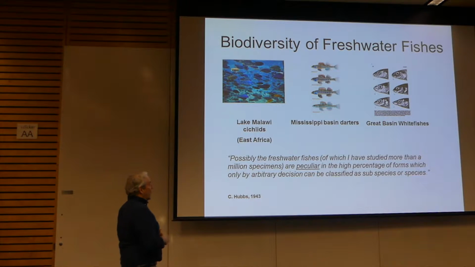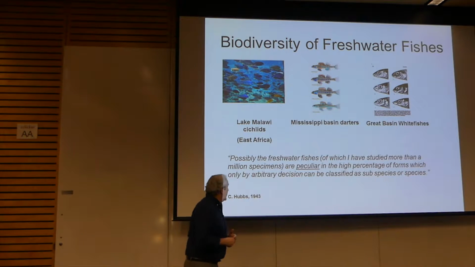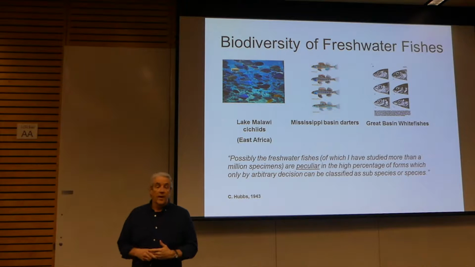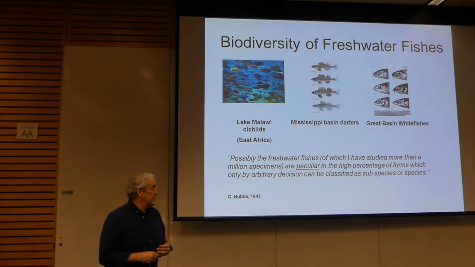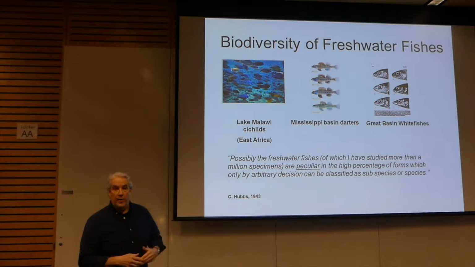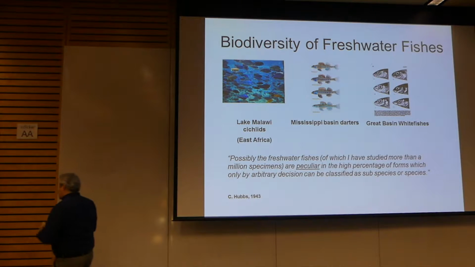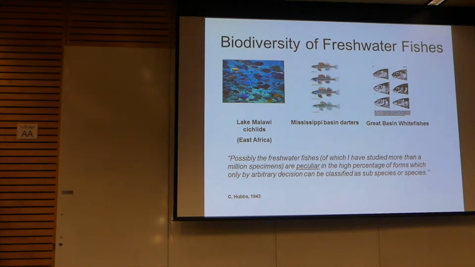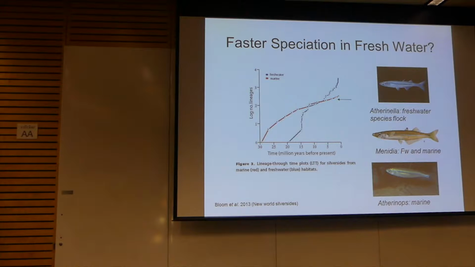him. Are peculiar in the high percentage of forms which only by arbitrary decision can be classified as subspecies or species. And that last part is very important. We'll come back to it, because it's a problem that we face when we try to characterize freshwater fishes and how we prioritize them for conservation assessment.